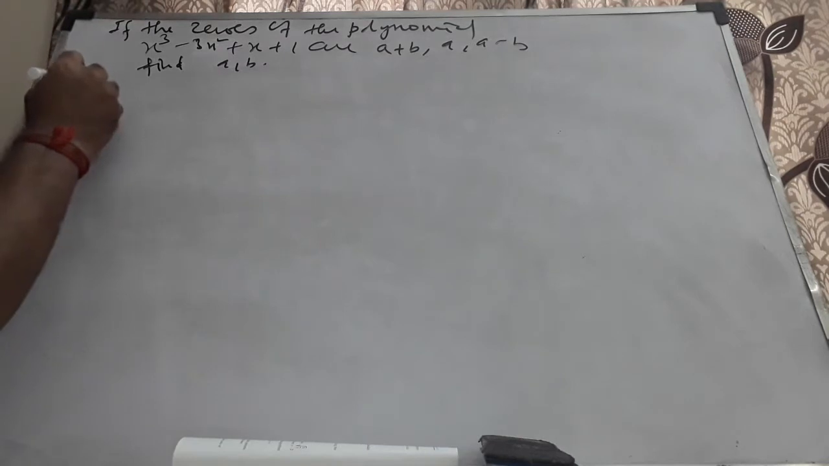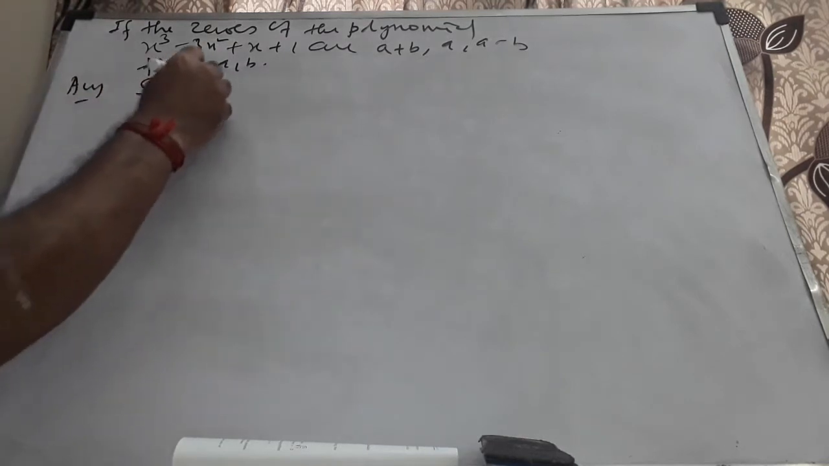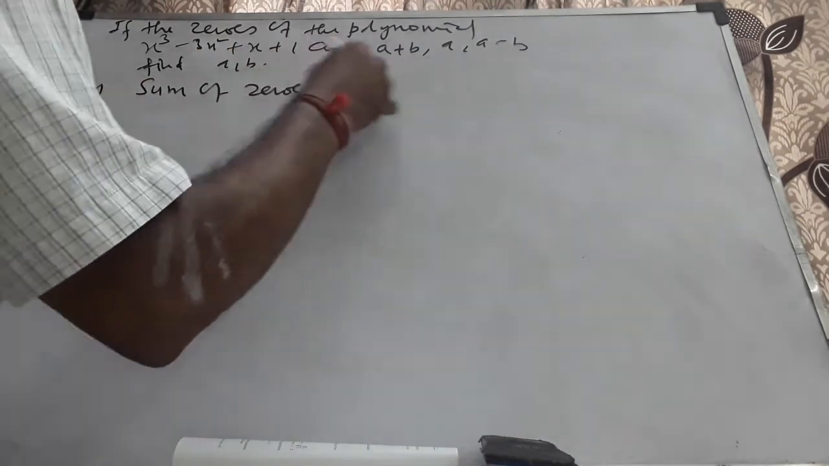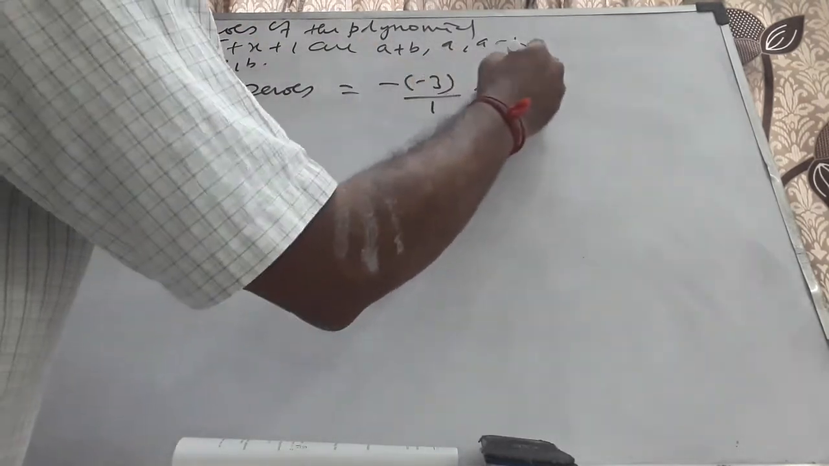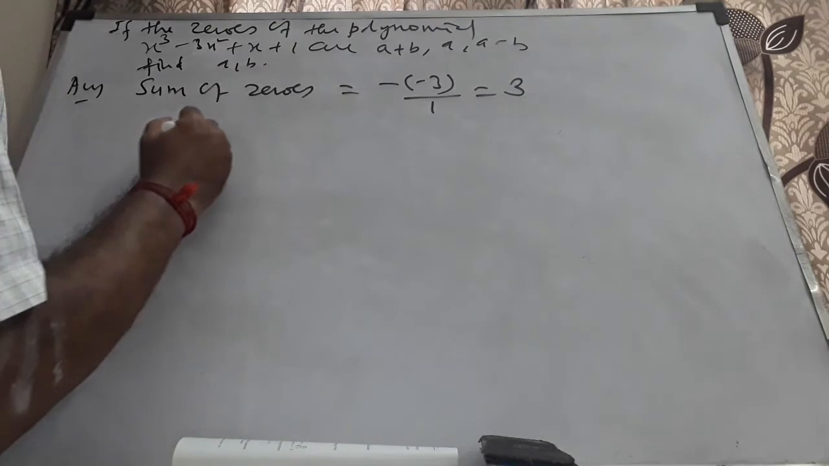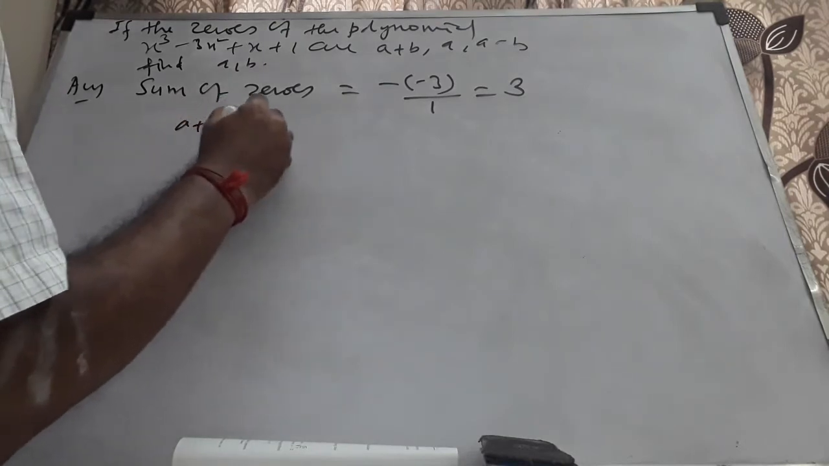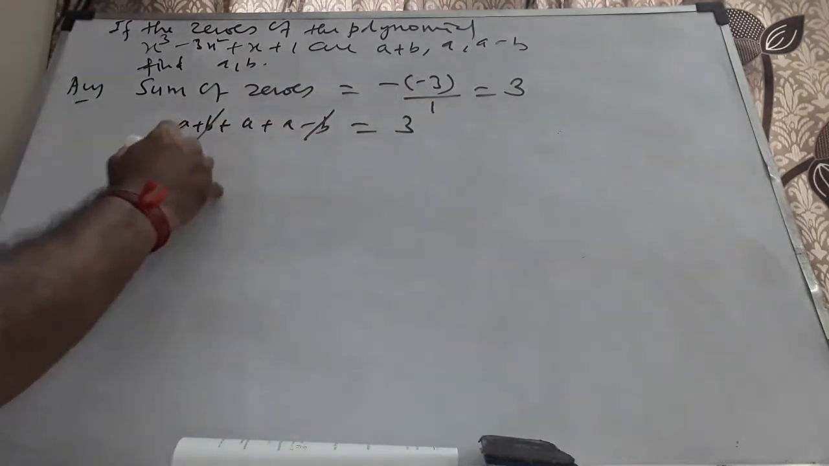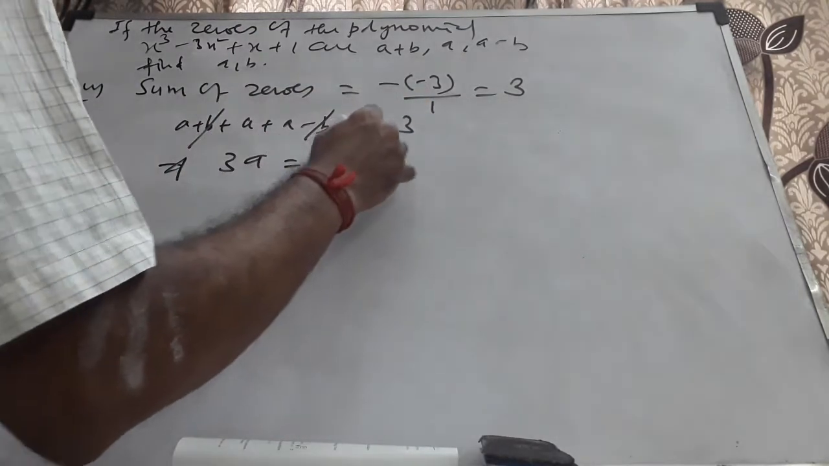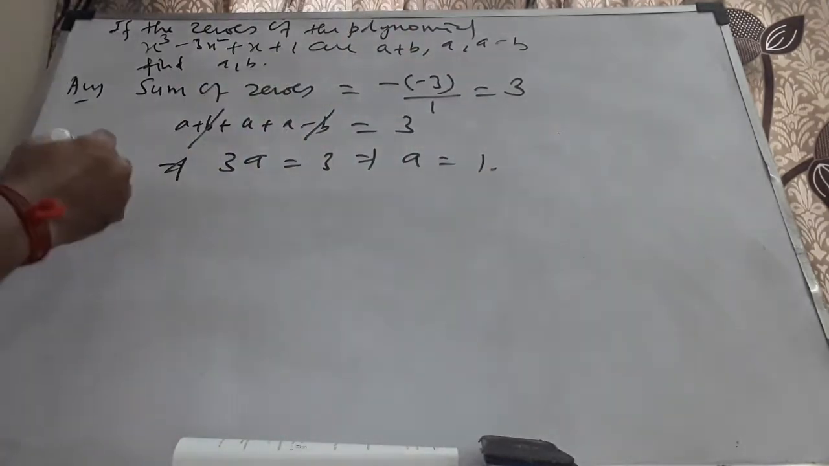Just listen carefully. Now, the sum of zeros here will be equal to minus of minus 3 by 1, which is 3. Therefore, a plus b plus a minus b, b will get cancelled, which implies 3a is equal to 3, implies a is equal to 1.